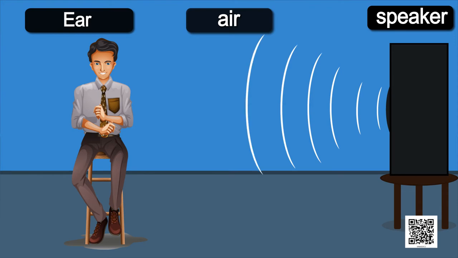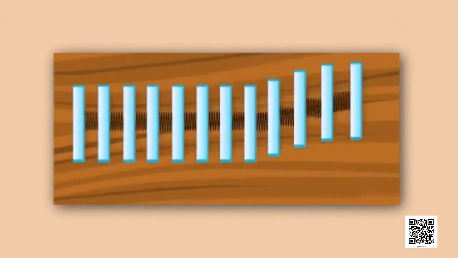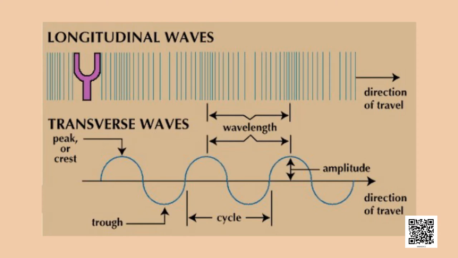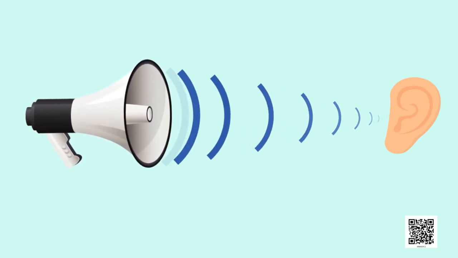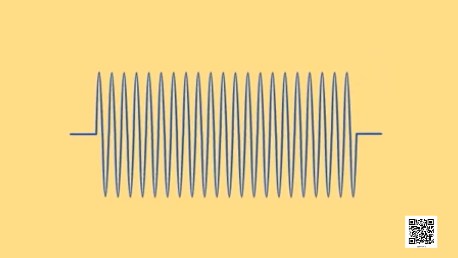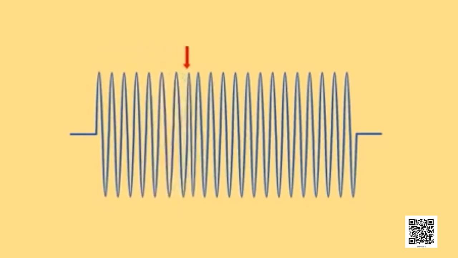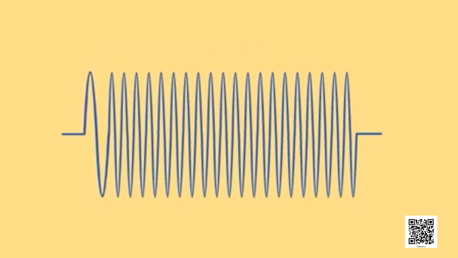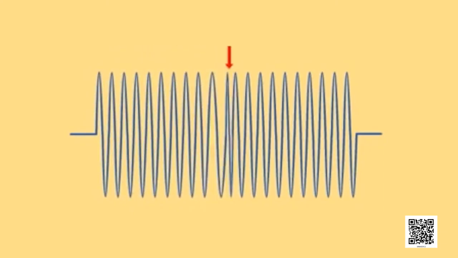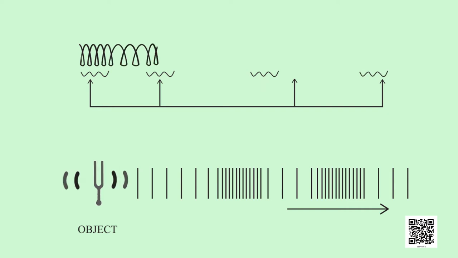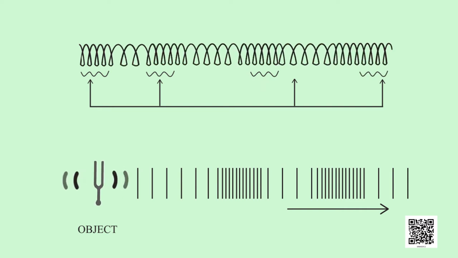When a vibrating object moves forward, it pushes and compresses the air in front of it, creating a region of high pressure. This region is called a compression. When the vibrating object moves backwards, it creates a region of low pressure called rarefaction. Compression is the region of high pressure and rarefaction is the region of low pressure. Thus, propagation of sound can be visualized as propagation of density variations or pressure variations in the medium, as shown here with the help of a tuning fork. Here, C represents the region of compression and R represents the region of rarefaction.